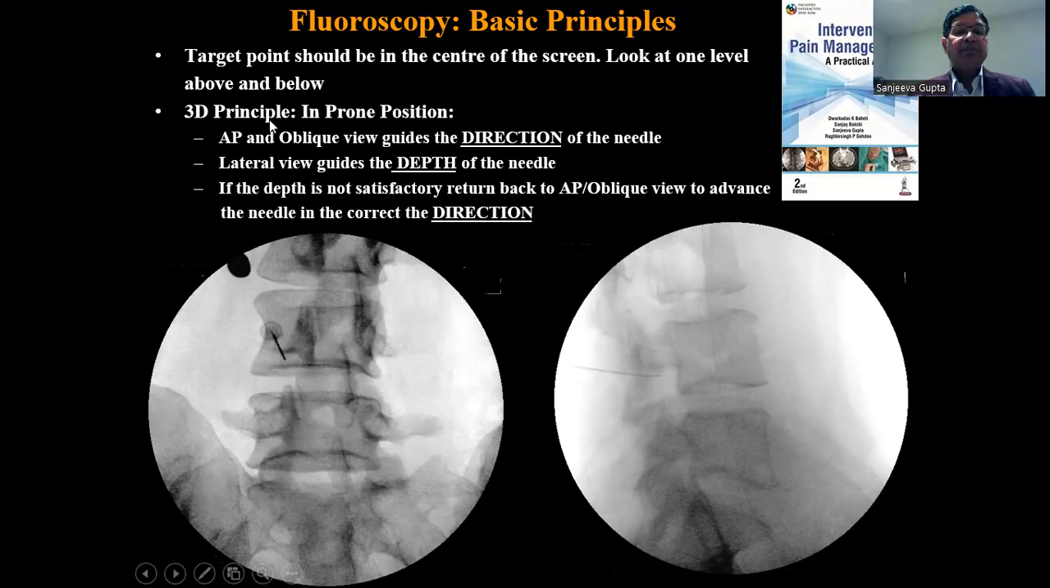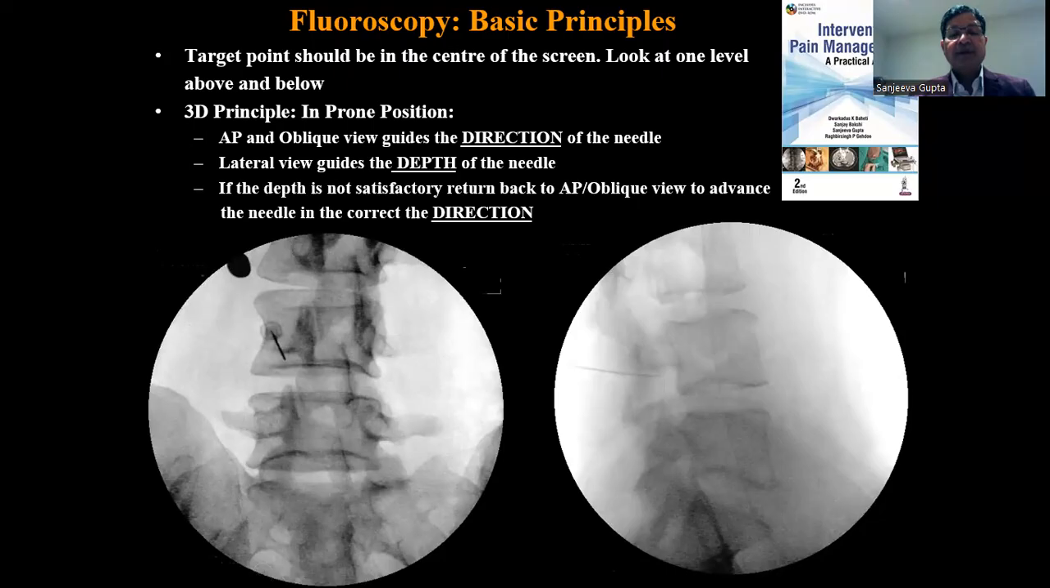And use the 3D principle in prone position. The AP or oblique view guides the direction of the needle. So this is an oblique view. This will guide the direction of the needle, not the depth. If you want to know the depth, a lateral view guides the depth of the needle. Here you can see the depth of the needle. This needle is in the intervertebral foramina.